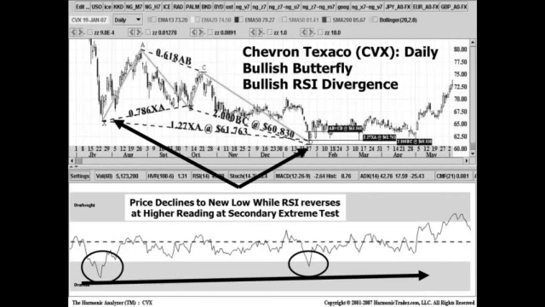Looking at this daily chart of Chevron Texaco, we have a really nice bullish butterfly. Notice at the X point, this initial low, we have a really nice W formation. That's our complex reading. Then we have this secondary test that comes up and hits the midpoint of the 50 level. So our anticipation is then looking for that secondary test at some point.